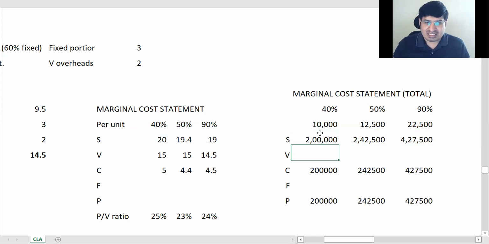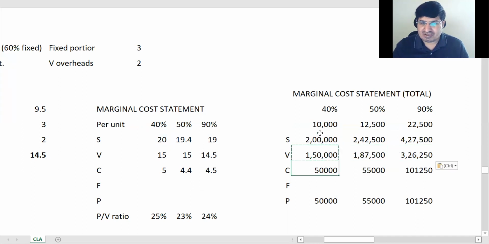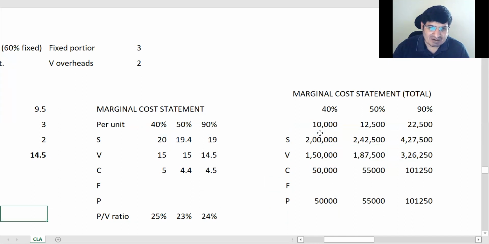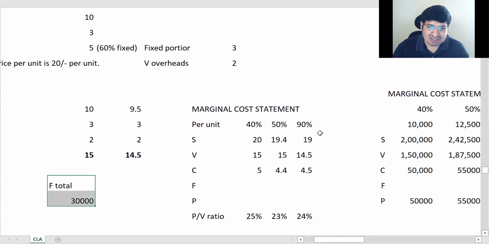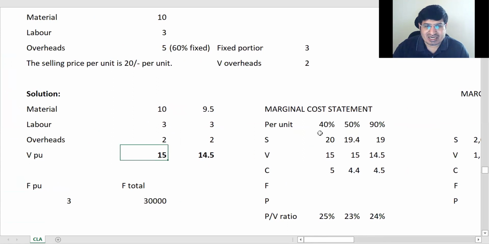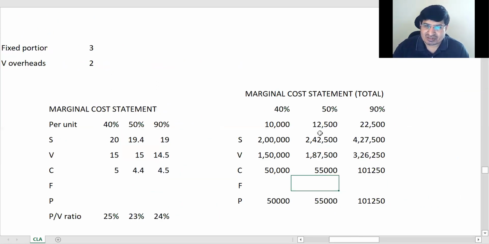Okay, and then variable cost into units will become total variable cost. Now I've just put a formula here: contribution, this minus this, sales minus variable cost. This is the contribution we got. And total fixed cost we had calculated below, right? It was 30,000. Remember, we had separated it out and then computed. So this 30,000 is total fixed cost. In all cases, it will be the same.